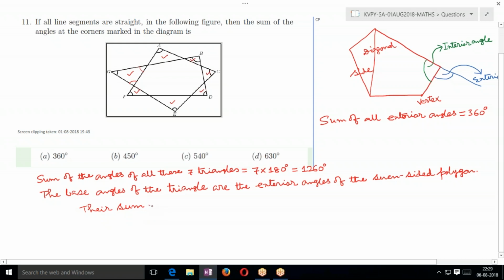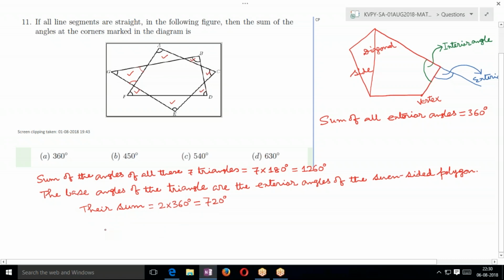So their sum will be what? 2 into 360 degree, that is equal to 720 degree. Okay. So now as we got 720 degree is the sum of all the base angles.